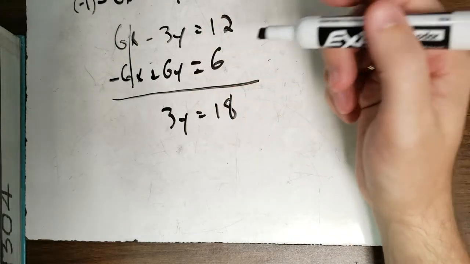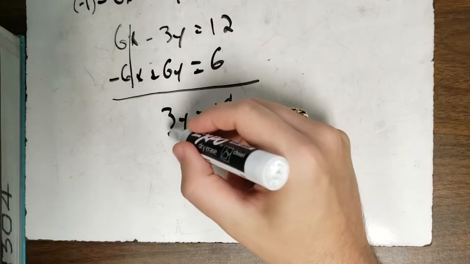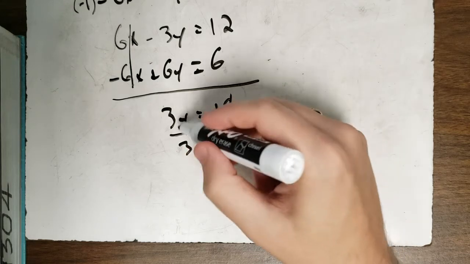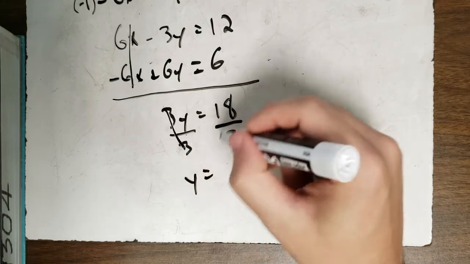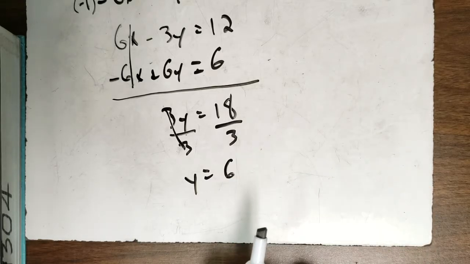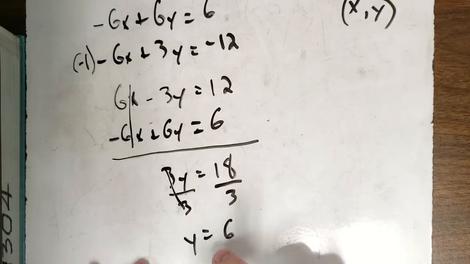Now let's go ahead and solve for y. What do we do to get y by itself at this point? Well, we just divide by 3 here, divide by 3 here, that cancels, and our y equals 18 divided by 3, which is 6, okay? So we have 6, our y.